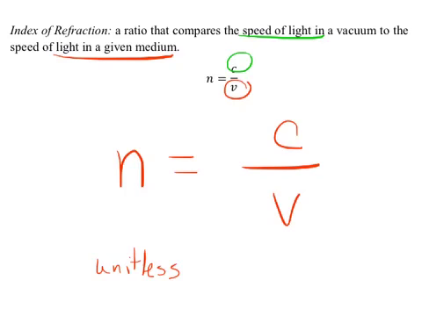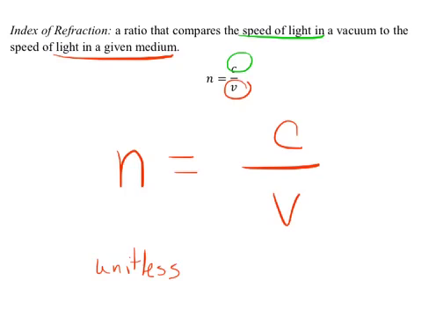So the denominator can get up to C if it's traveling, say, through air, because air is very close to being a vacuum when it comes to speed of light. So this V value could be close to 3 times 10 to the 8, but it's never going to get there. So this quantity is always going to be 1 or greater.